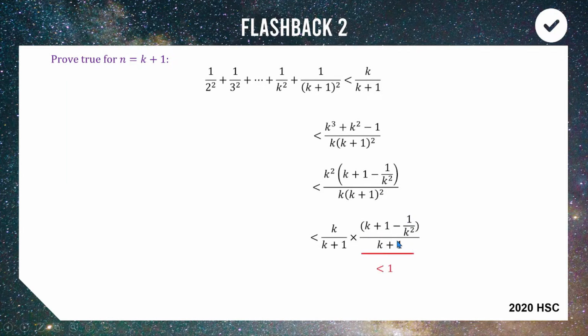This fraction is less than 1, which means that this entire expression must be less than k over k plus 1, because we're taking k over k plus 1 and we're making it smaller by multiplying by a fraction less than 1. That's how we explain why this expression is less than k over k plus 1. And so we've shown that this, which was our left-hand side, is indeed less than k over k plus 1. And there is our proof by mathematical induction.